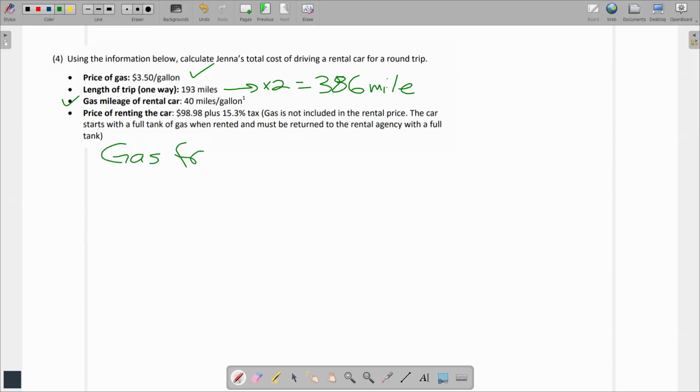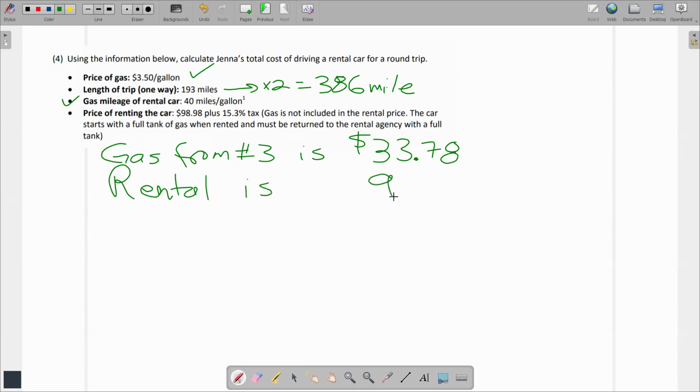Gas from question number 3 is 33.78. Is that right? Yes. Okay. Cool. Rental is 98. Oops, that's not 8. And the only thing I don't have now is tax, and we can figure out the tax. Tax is, so I just need to whip out a calculator and figure that out on the calculator.